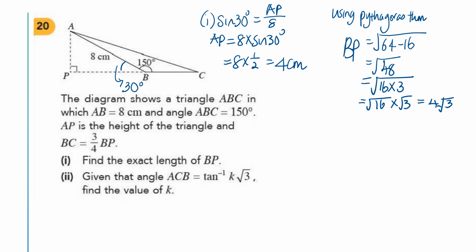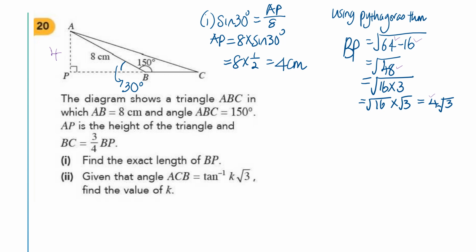Because BP, if you use Pythagoras theorem, is just the square root of 8 squared minus 4 squared. So 8 squared is 64, 4 squared is 16. 64 minus 16 is 48. So square root 48, and then I need to express it in simplest form. 48 is just 16 times 3. You need a perfect square there. 16 is a perfect square, so square root 16 will give you 4. So 4 square root 3.